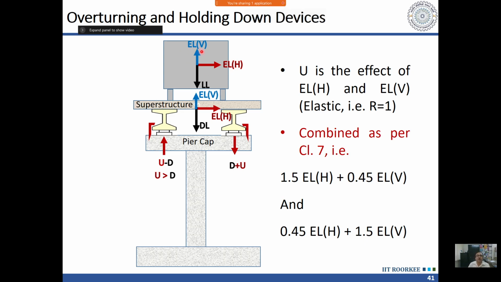So we will take 30% of the vertical component and 100% of the horizontal component, and then we have to find out the net forces which will be developing in these bearings. If the forces developing in the bearings due to this overturning exceed the vertical downward forces due to dead load and live load, then overturning will occur. And we have to provide an appropriate arrangement, holding down devices, to avoid this type of overturning.